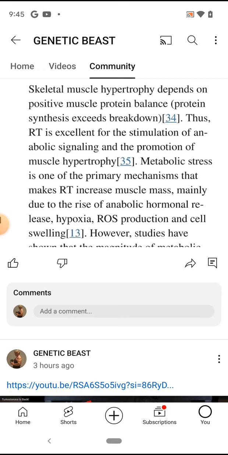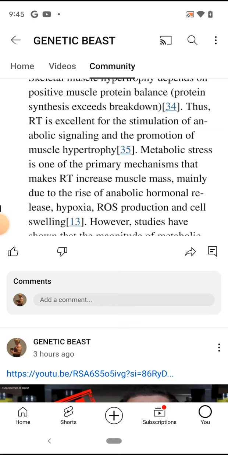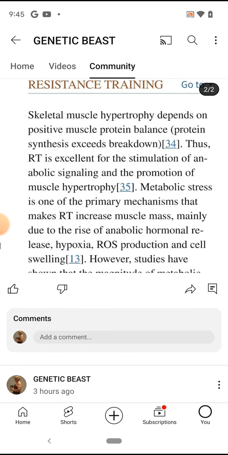Does that sound to you like muscle injury, like muscle damage? Does that sound like micro injuries? Micro injuries to the fiber. Listen to what they say here. Hormonal release, hypoxia, ROS production, and cell swelling. What does that have to do with micro injuries? That doesn't. You understand me?